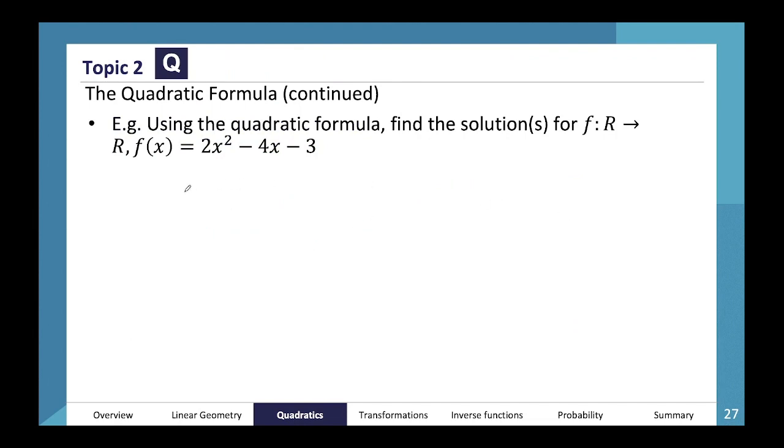All right, so let's try using our quadratic formula. So x is going to be equal to minus b, which is minus times minus 4, so minus 4, plus or minus the square root of b squared, which is going to be this again, so minus 4 squared, minus 4 times 2 times minus 3.